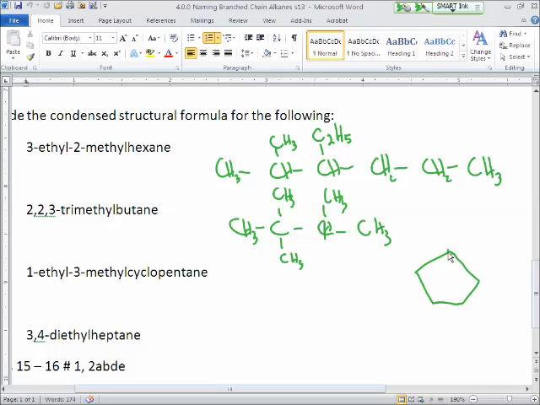1-ethyl, so we'll put that as 1. C2H5 is our ethyl. And 3-methyl. So 1, 2, 3, CH3. And I go counterclockwise again when I'm drawing just because that's easiest. So 1-ethyl-3-methylcyclopentane. Excellent. That gets you full marks right there.